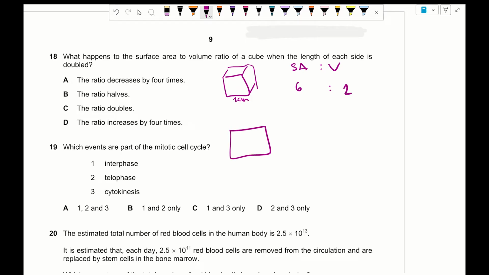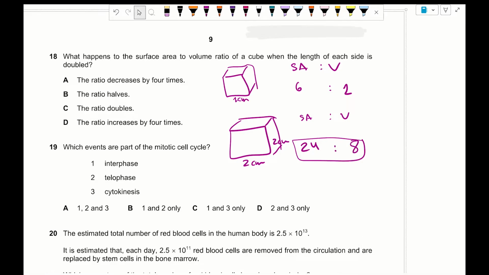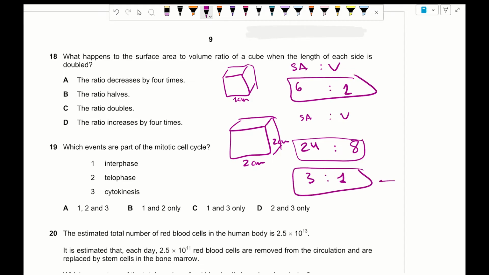Now, let's assume that we doubled the length and this is going to be 2 centimeters each. Surface area to volume ratio. So in this case, the surface area would be 24 and the volume would be 8. If we simplify this ratio further by dividing 24 by 8, we're going to have 3 to 1. Therefore, what happens here is that the surface area to volume ratio actually halves. Therefore, the answer is going to be B.